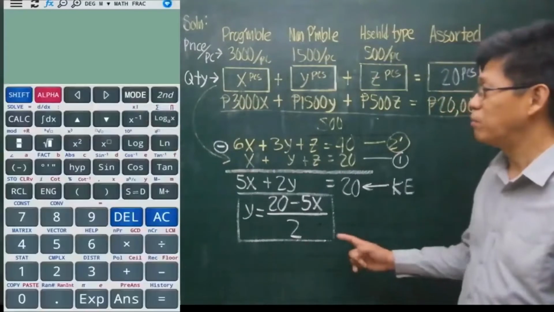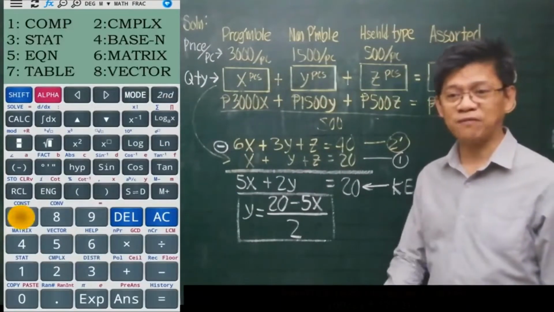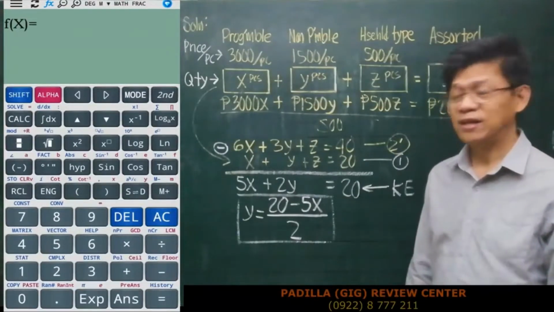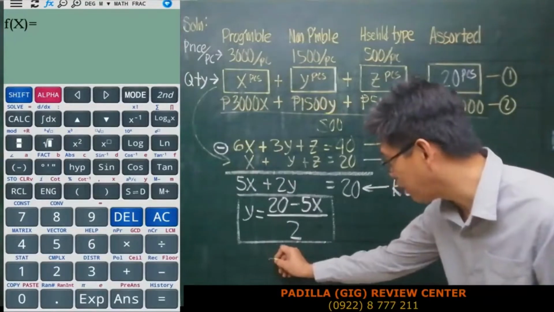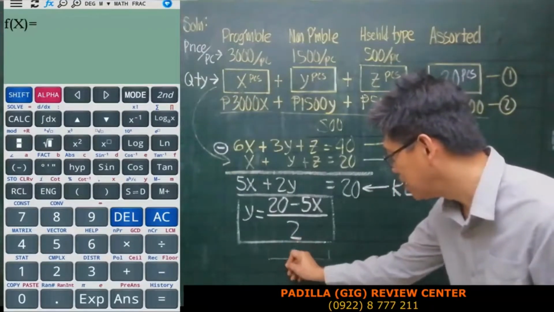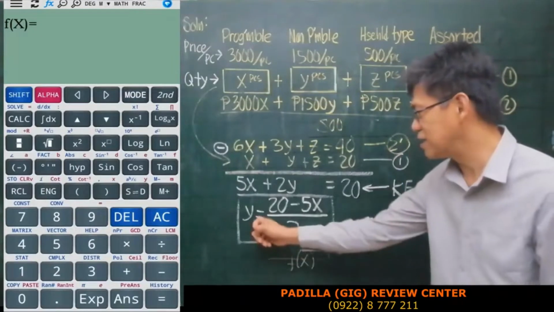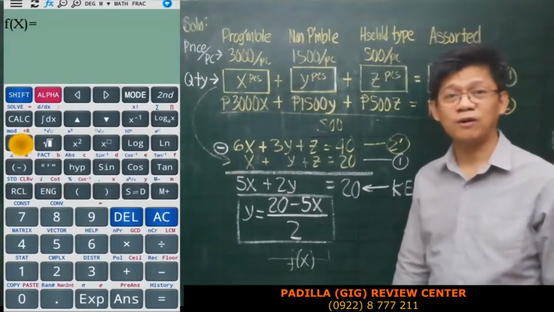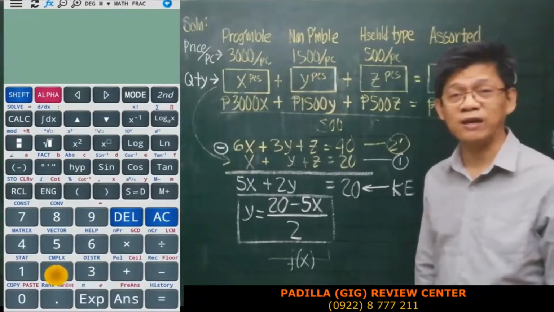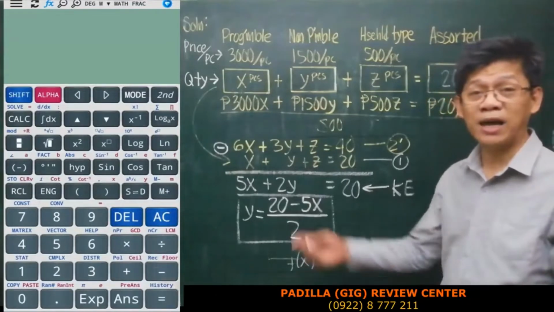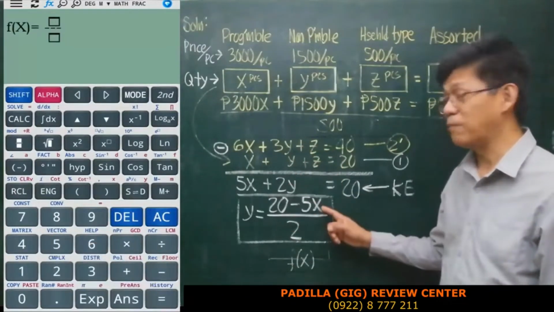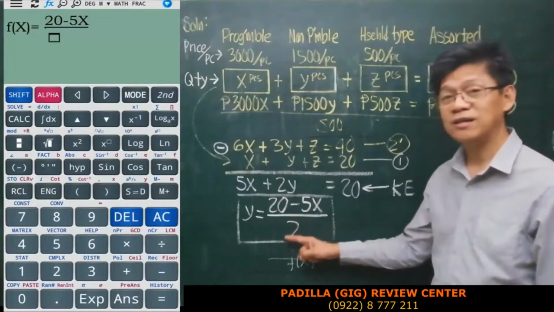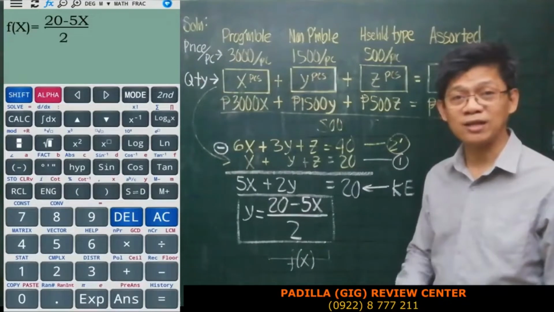So you just press mode table, that is number 7 key, then your calculator will ask for function of x. So this is your function of x. So the function of x is equal to your y. So input this in your calculator. So press in your calculator the fraction key, then 20 minus 5x, 5 alpha x, then over, just press the down key, then 2 equals.